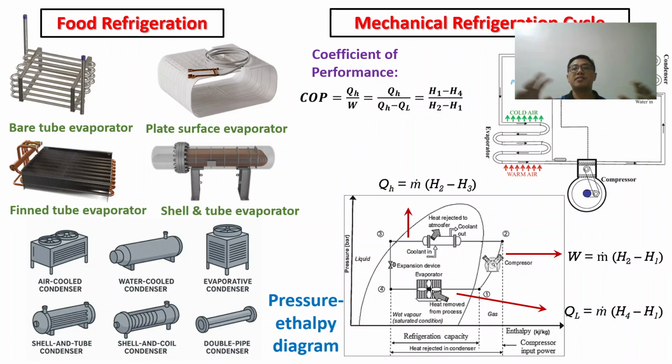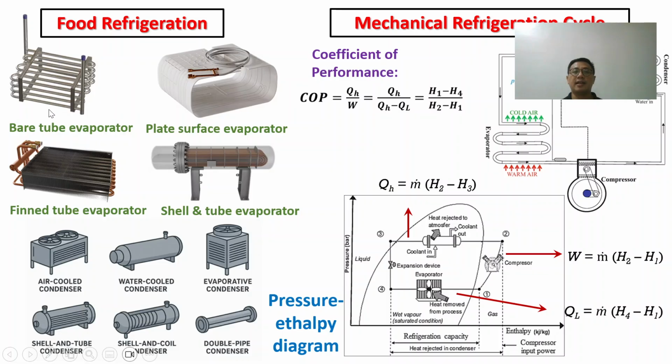Okay, the refrigeration cycle involves these two main heat exchangers. We need one evaporator and we need one condenser, at least in the refrigeration system. Now there are a few types discussed in the lecture notes. You look at the first one here, the bare tube evaporator. It's just a tube evaporator.